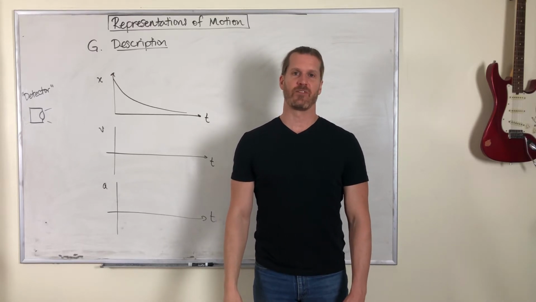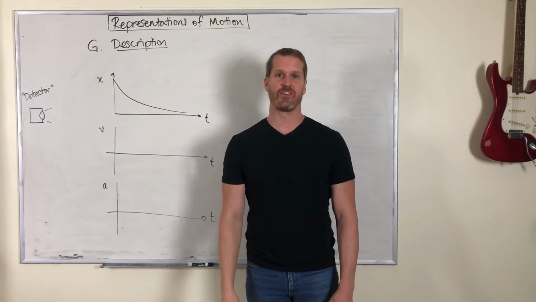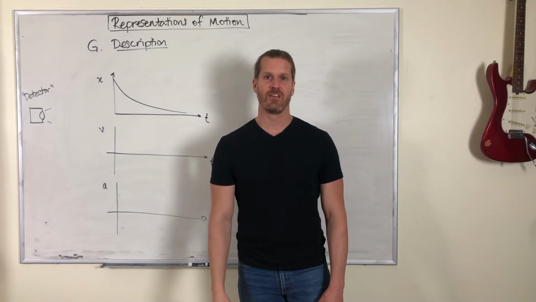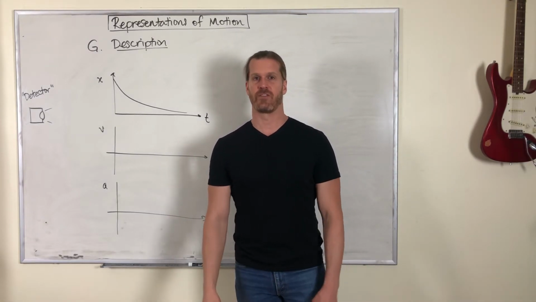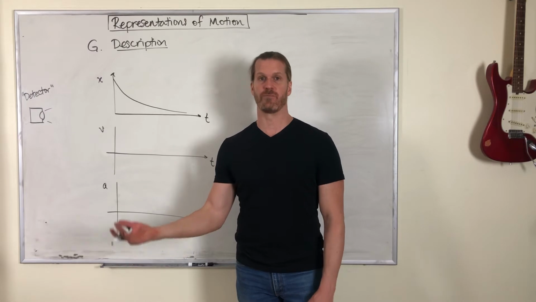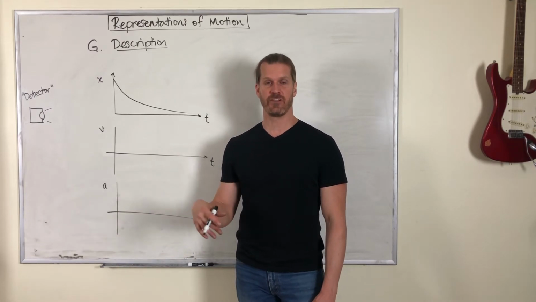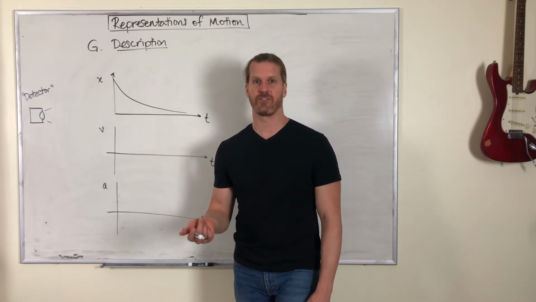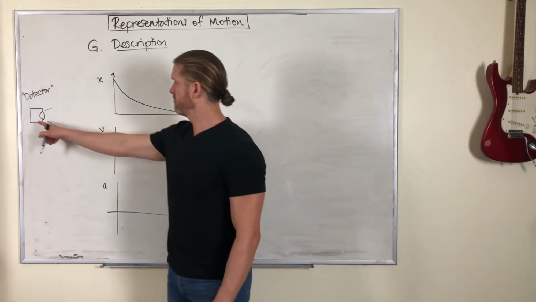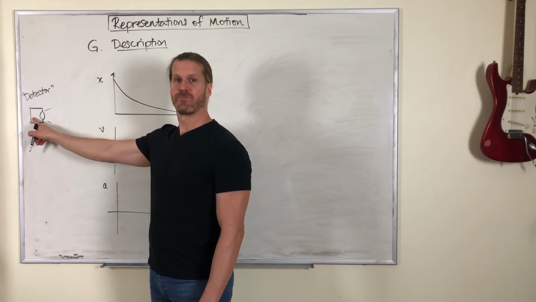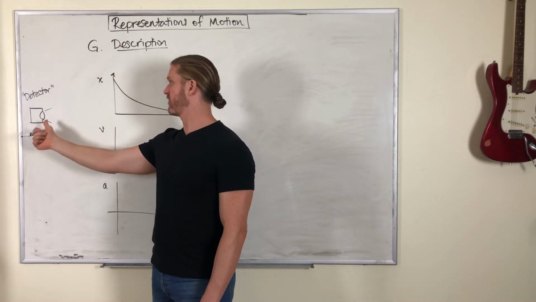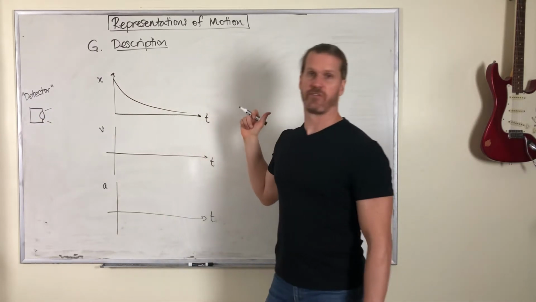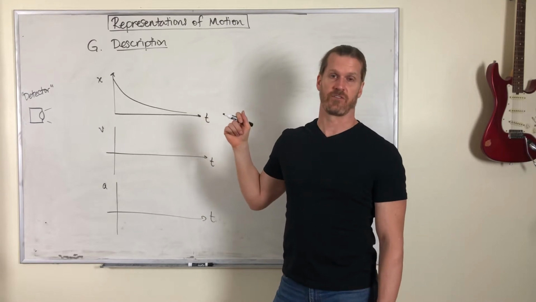Okay, let's talk about the rest of the representations of motion tutorial. Now remember, the setup here is that there is a detector that is measuring your position and velocity and acceleration relative to that detector. And if you imagine the detector is over here, remember the coordinate system is such that position is positive in front of the detector.